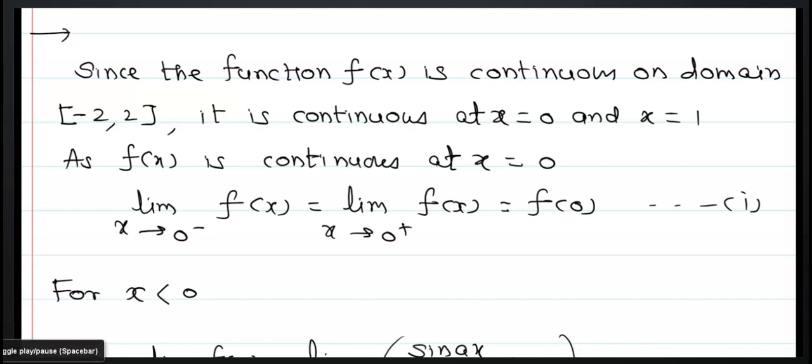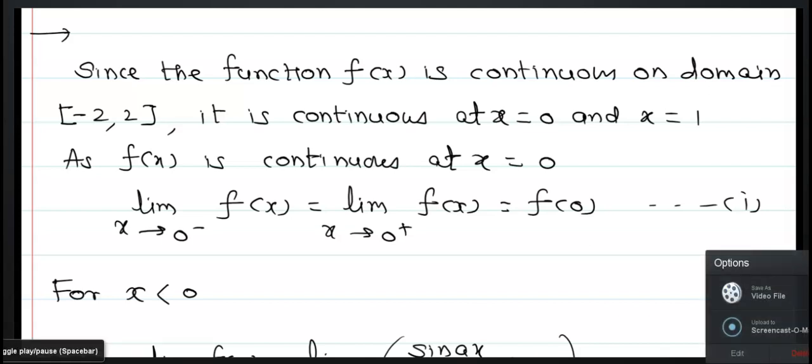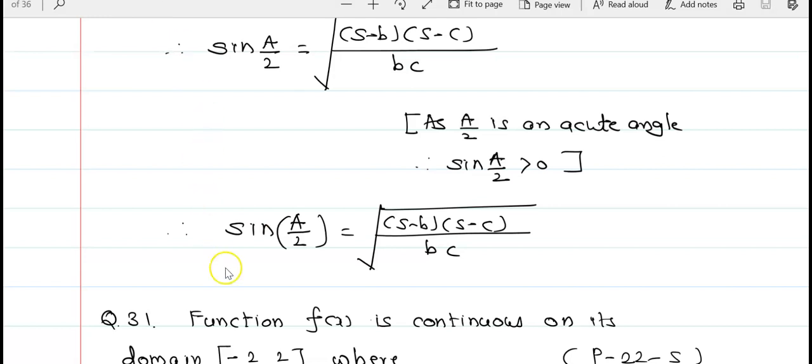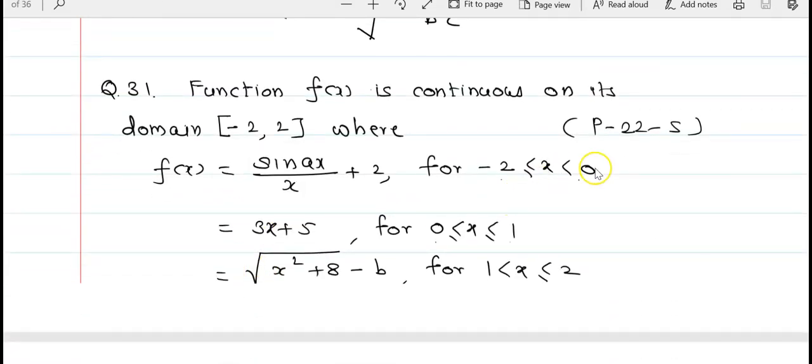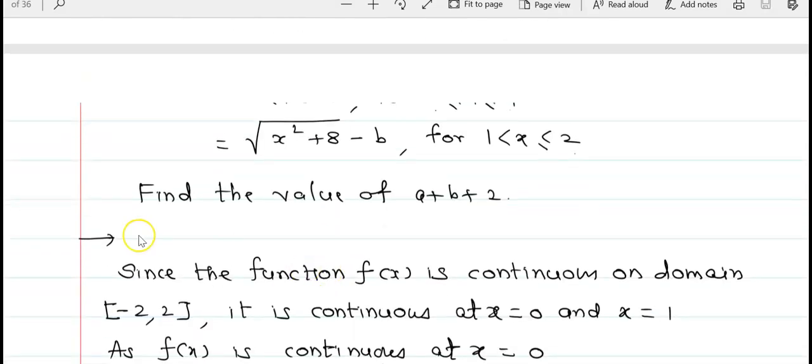That is a value. That is a plus b plus 2 is equal to 0. Now, see this again. The given function breaks at the points 0 and 1. We'll find out the left hand side limit and right hand side limit at the point 0. At the point 1, this is the left hand side limit, and at the point 1, this is the right hand side limit.